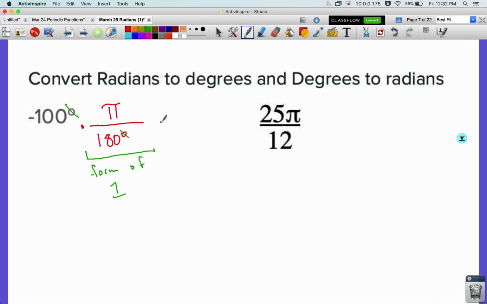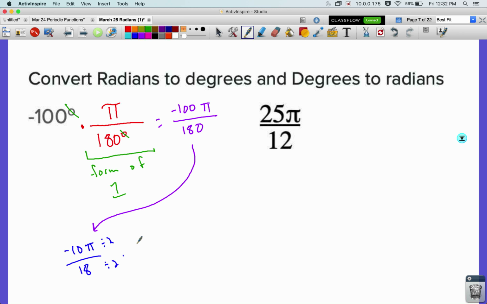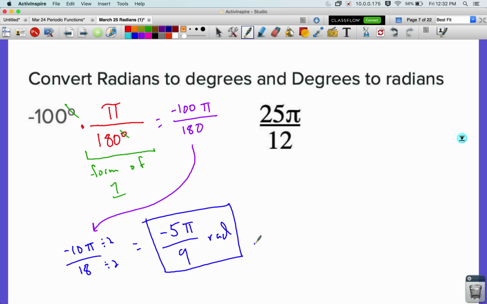All right, let's simplify this here. I've now got, I guess I can write it off to the side here, negative 100 pi over 180, no more degree symbol. We can write the word rad here if we want, but we don't have to. And now let's simplify that numerical part. I'll do it first by getting rid of a 0, so negative 10 pi over 18, then dividing the top and the bottom by 2. We get negative 5 pi over 9. And then you can write rad, but you don't have to. All right, so we just converted negative 100 degrees into radians.